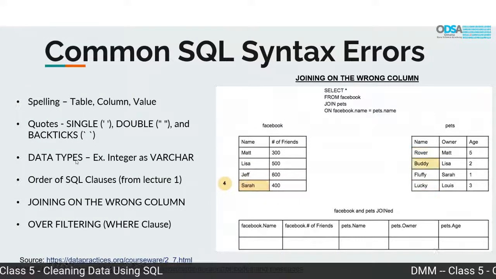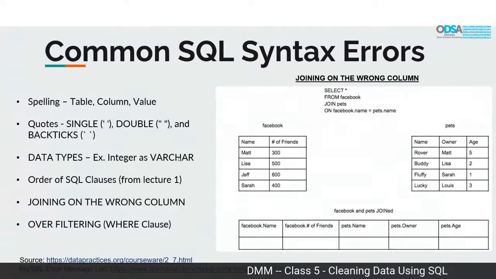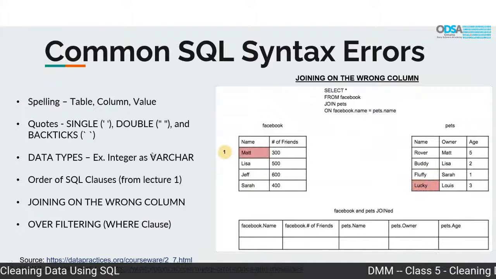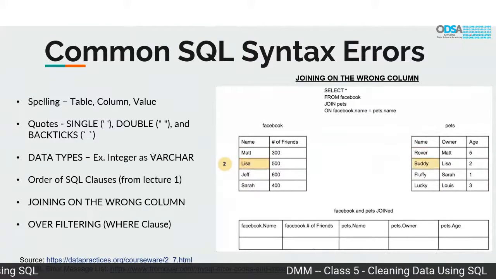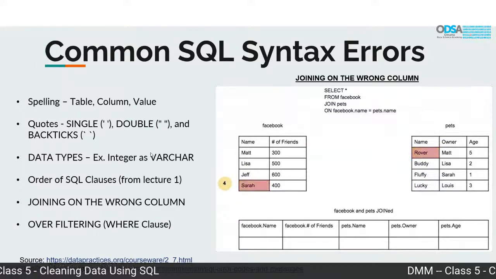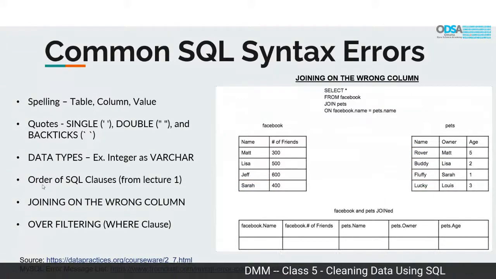Right, so data types. If you're doing integer as varchar, that's really just mixing up your data types, or data types that don't conform with each other. That's really common, especially if you're converting a string to a date or a string to an integer. It may go down the table and eventually find something that's not an integer, and then it will give you an error. The order of SQL clauses.